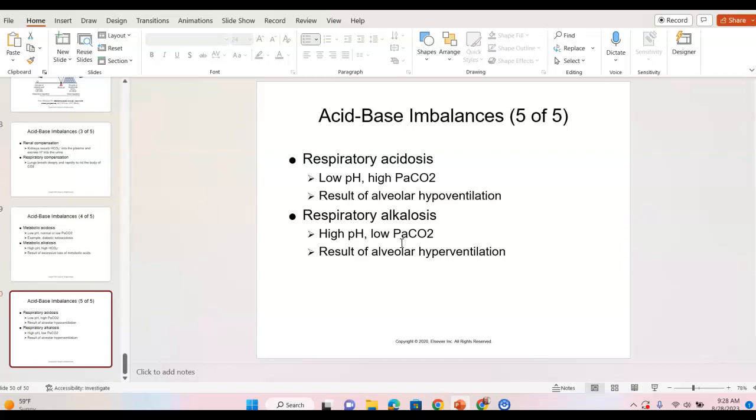But the basic gist you want to get: CO2 in the lungs. Are we retaining it or excreting it? We'll change the pH. And then hydrogen versus bicarb in the kidneys. Are we excreting hydrogen or are we excreting too much bicarb? We'll change the acid base. And also realize that if we build up acids in the bloodstream, we can get acidosis as well.